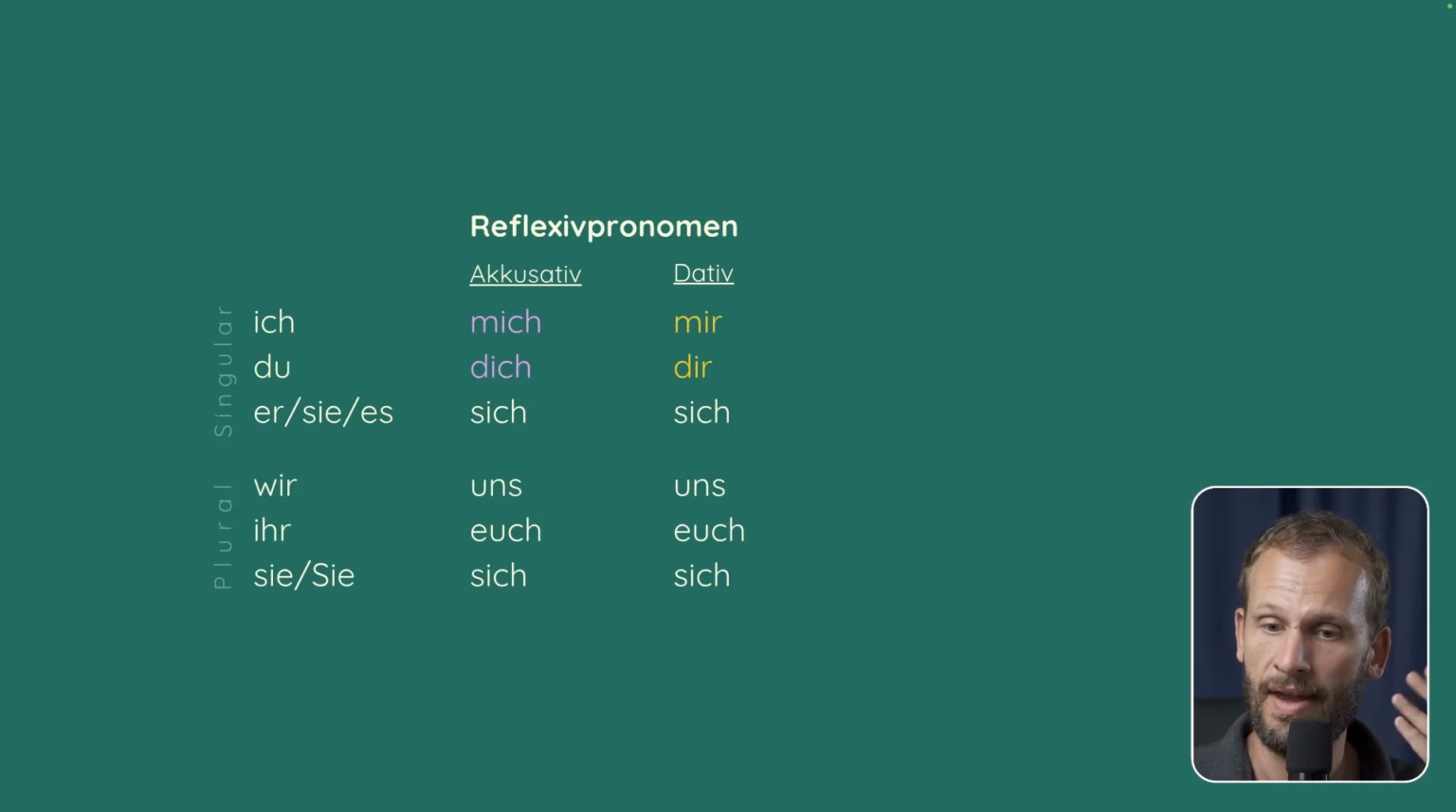So for the dative, they're quite similar actually, only the first two are different. Mir, dir, sich, uns, euch, sich. Again, they're mostly the same as the dative personal pronouns, except for the sich and the sich. If you compare these two reflexive pronouns, accusative and dative, they are again the same, apart from the first two, mich versus mir and dich versus dir. So what I'm showing you today will only be relevant if you have the reflexive pronoun in the first person singular, mich, mir, or the second person singular, dich, dir.